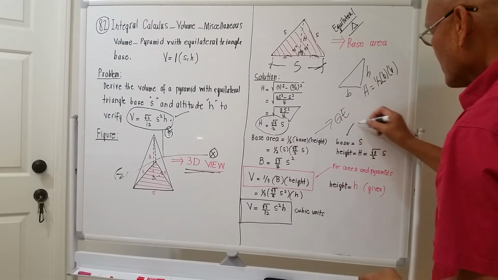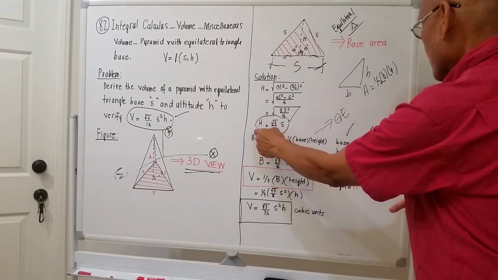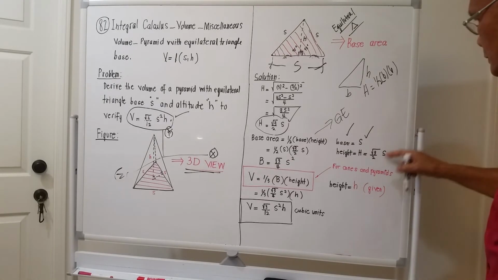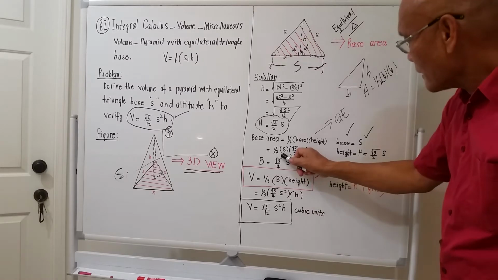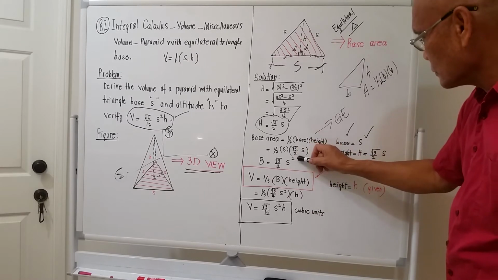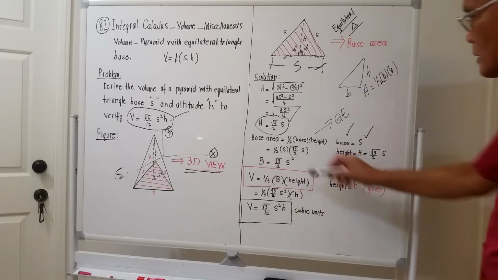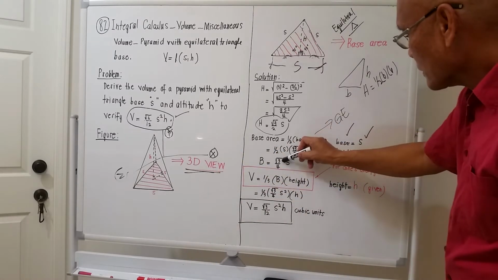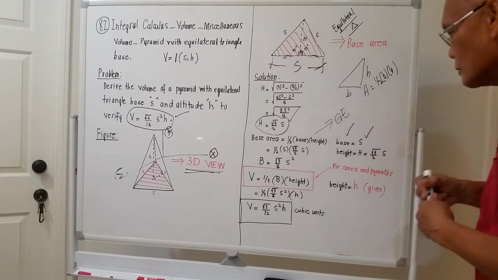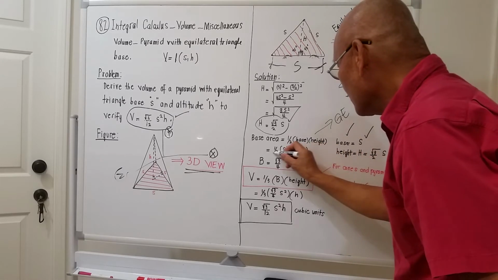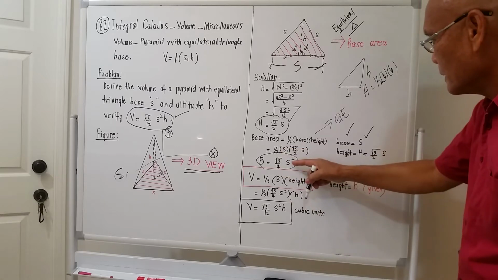So the total length of the base is s, and the height is h, the one we computed, and that is square root of 3 over 2 times s. So this should be 1/2 times s times the square root of 3 over 2 times s. Taking all the product, 1 times the square root of 3 will be square root of 3, 2 times 2 will be 4, s times s will be s squared. So the base area for an equilateral triangle is square root of 3 over 4 s squared.